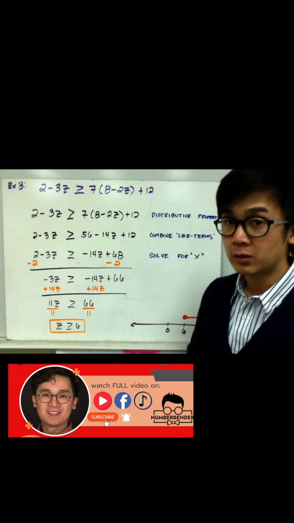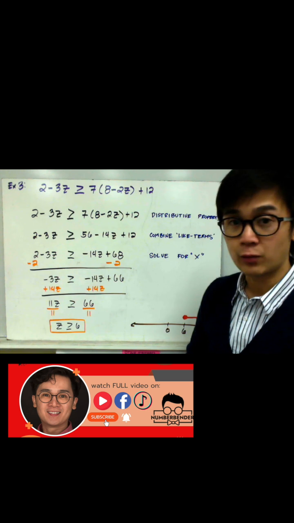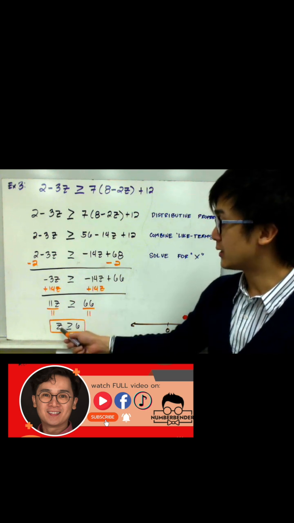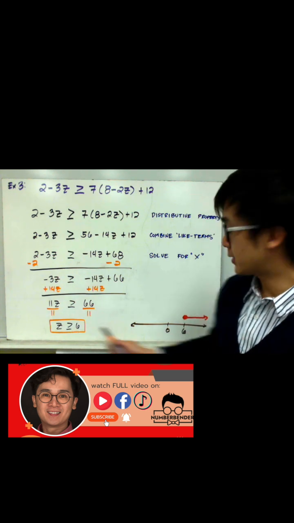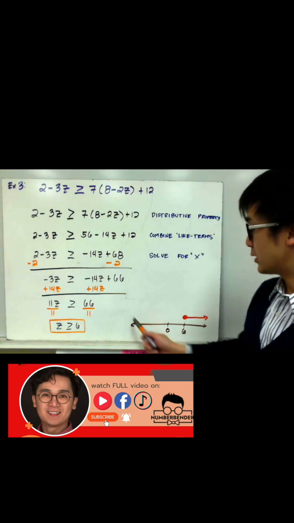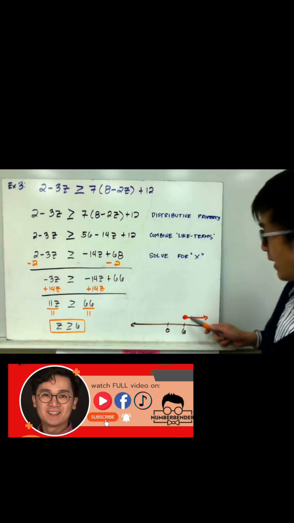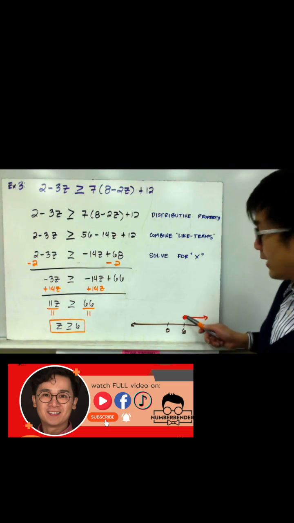The inequality symbol is not switching because we're not dividing by a negative number. So z is still greater than or equal to 6, leaving you with your graph, which is this particular graph right here. You have a circle, and it's a shaded circle going towards the right.